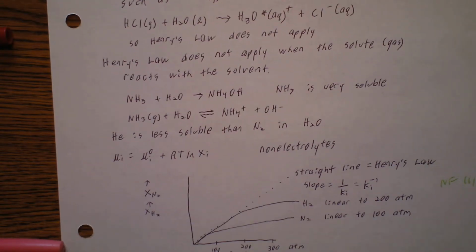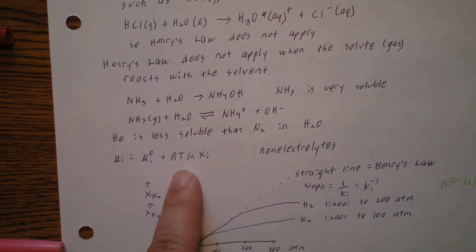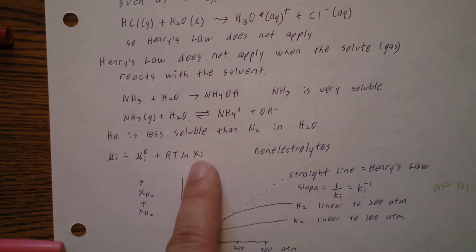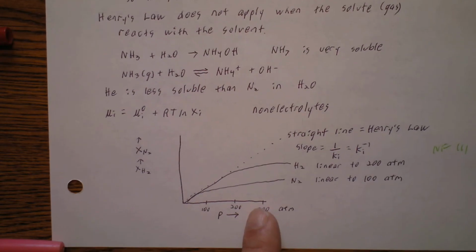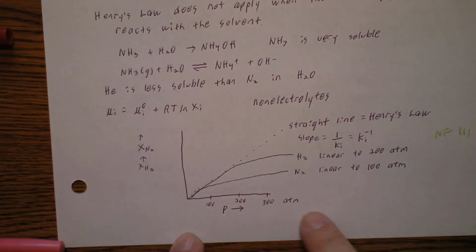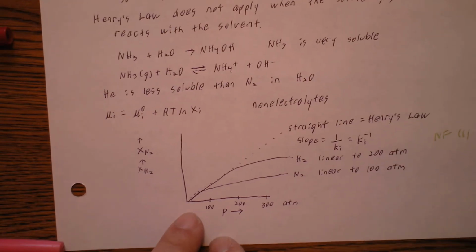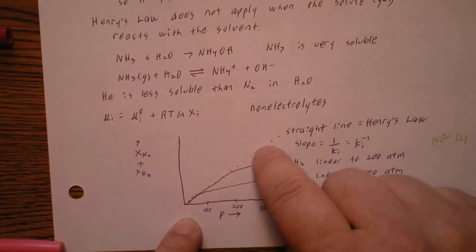Now the chemical potential of I is equal to the chemical potential of I in the standard state plus the gas constant R times the temperature times the natural log of the mole fraction of I. That's for non-electrolytes. Now here's a graph showing you what's going on. At the bottom here we have increasing pressure, like 100, 200, 300 atmospheres. Over here we have the mole fraction of the nitrogen or the mole fraction of the hydrogen. Now Henry's law is a straight line. That's this dotted line here.